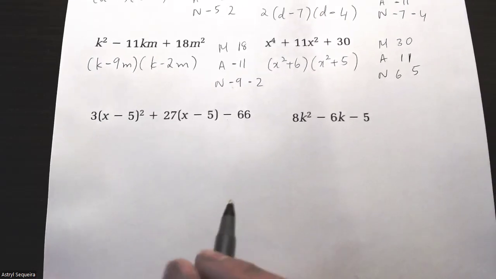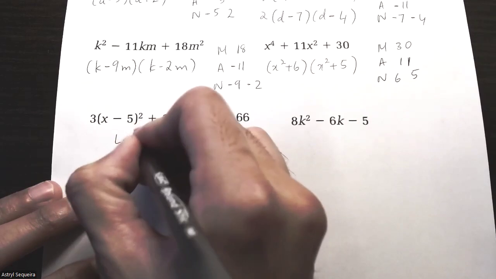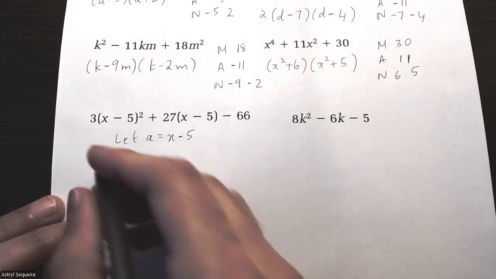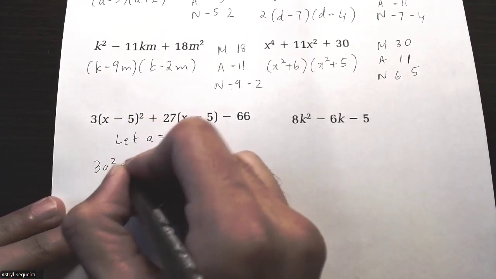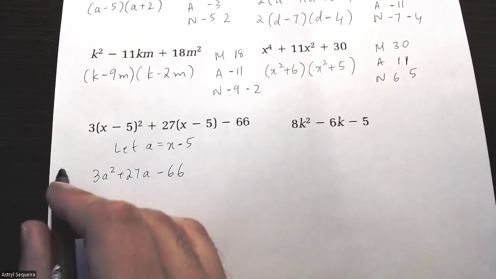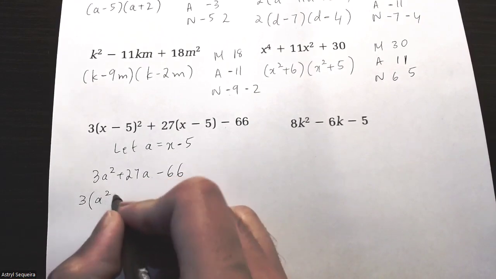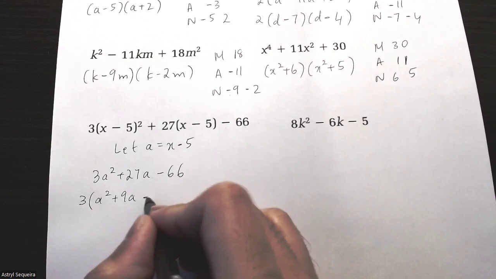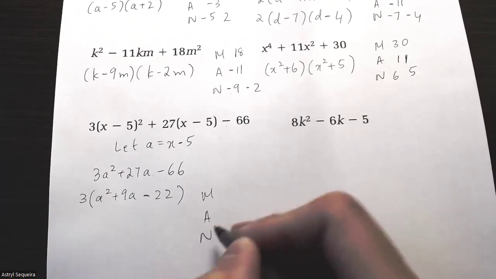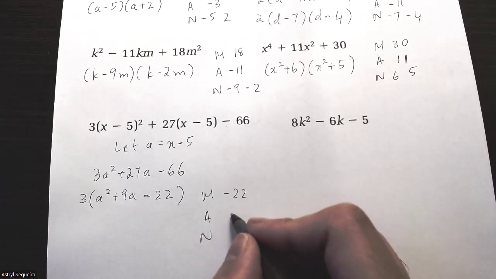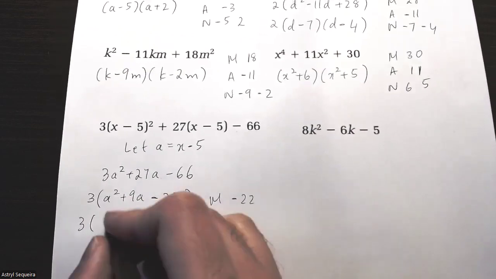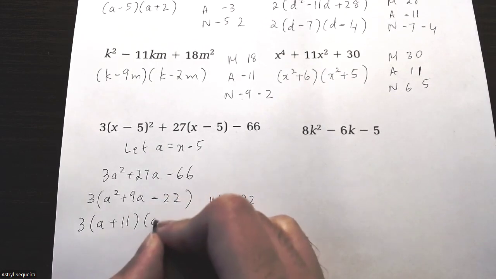Next one here, that looks pretty hard, but what you want to do is start with a substitution. Let a equal x minus 5, and then rewrite this equation as 3a squared plus 27a minus 66. Then we want to factor this, so I can common factor out the 3. And then I want to factor this with my man method. Simple trinomial again. So what multiplies to negative 22 and adds to 9? It's 11 and negative 2. So I can write this now in factored form, a plus 11, a minus 2.